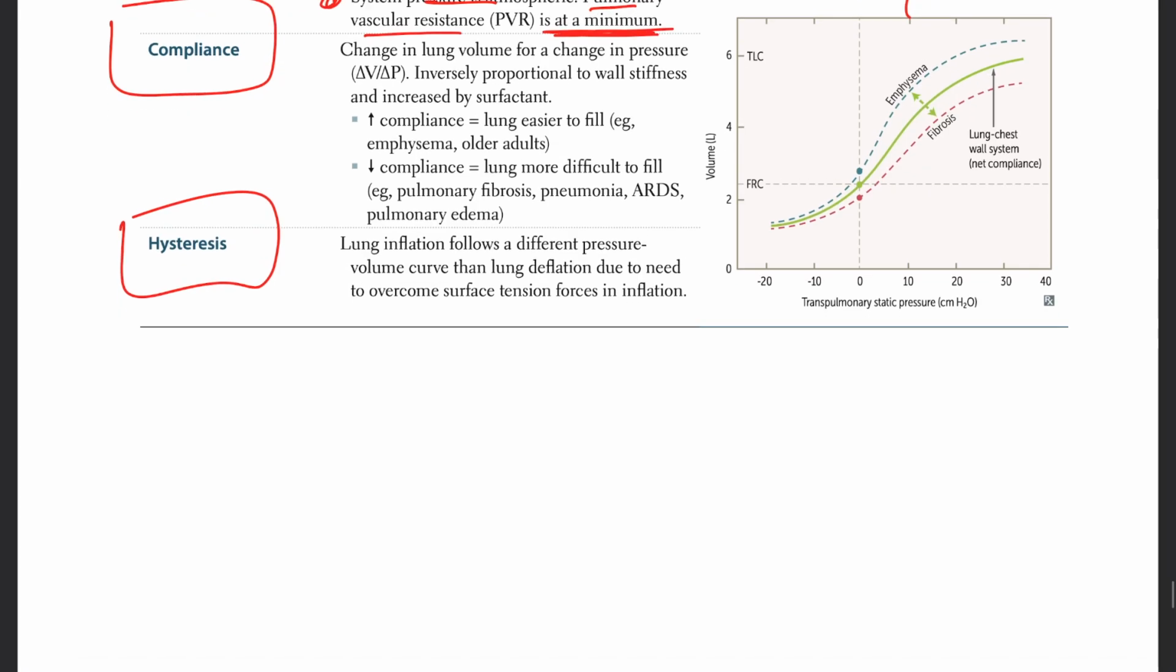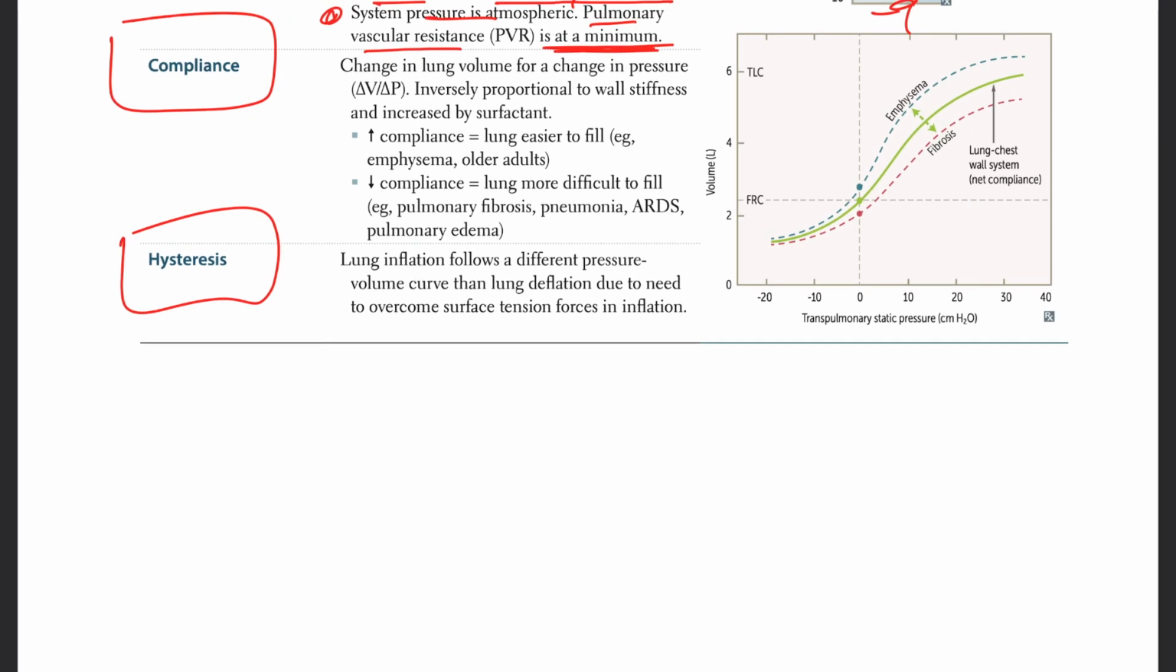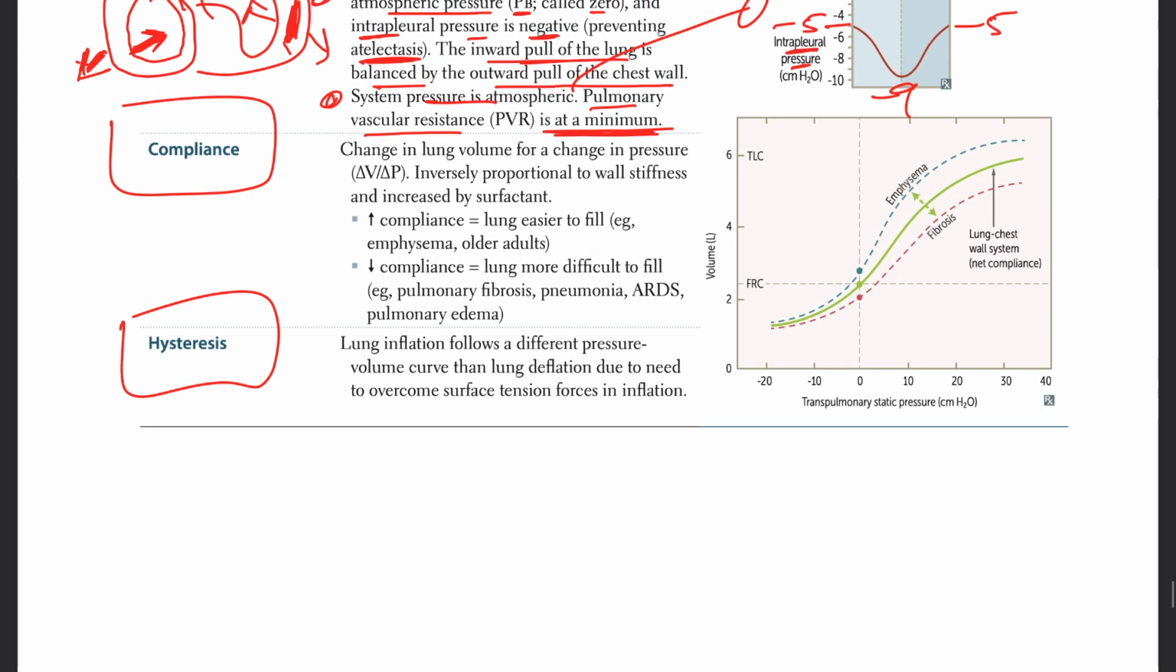Looking at compliance now. Compliance is your change in lung volume for a change in pressure, so change in volume divided by change in pressure. It is inversely proportional to wall stiffness and increased by surfactant. An increase in compliance will lead to the lung being easier to fill.